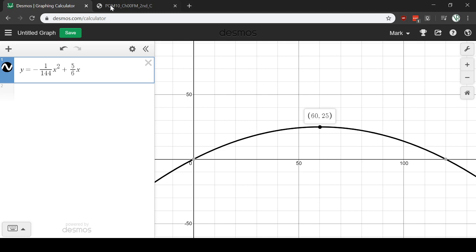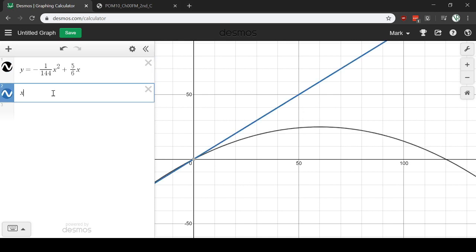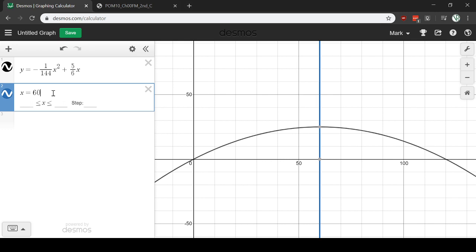And then the last part there says to identify the axis of symmetry. Well, in this case, the axis of symmetry is going to be at the x value of the vertex, and our vertex x value is 60. So the axis of symmetry is x equals 60. So that there in blue is our axis of symmetry for this graph. So I hope that helps out with number 5.